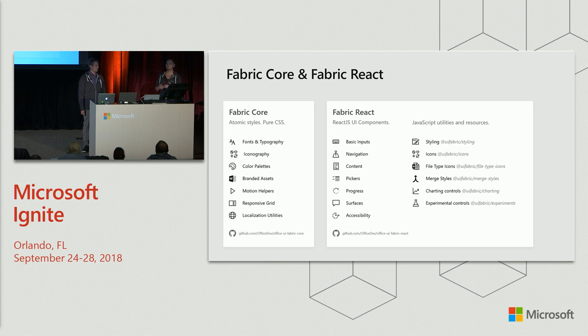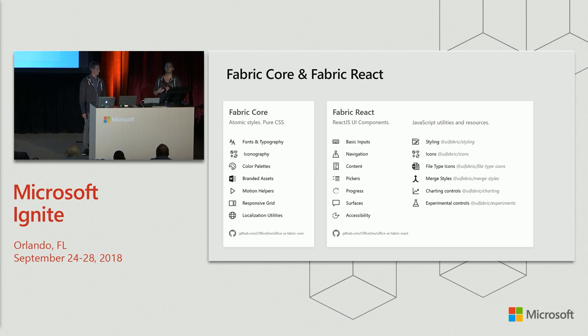But there's also utilities for things like accessibility. This is a super important part of modern application development. We want to make sure that not only are we building our products with accessibility in mind up front, but we're providing the tools to do that as well. So providing utilities to help manage keyboard focus, or the properties for adding screen reader tags, all of that is built into Fabric React from the get-go.